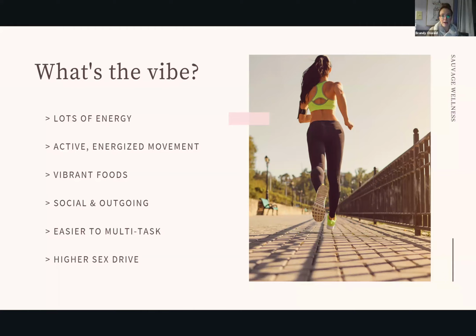This is also the time when we see the most production of cervical fluid, which is super helpful for lubrication during sex and intimacy as well.